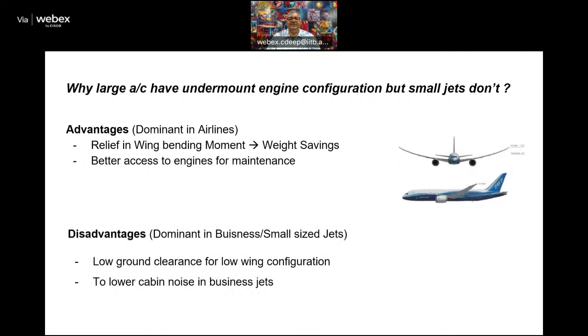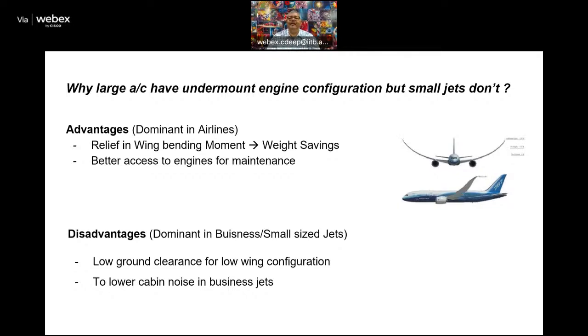In the case of small size jets, which are dominant for business class, if you mount the engines below the wings, because they are low in height, there will be a problem in clearing the ground. From a safety point of view, there is a requirement that there should be a minimum 1.5 feet, 18 inches gap between any fixed part of the aircraft and the ground. So if you mount engines below the wings for a small aircraft, you may have problems of ground clearance.